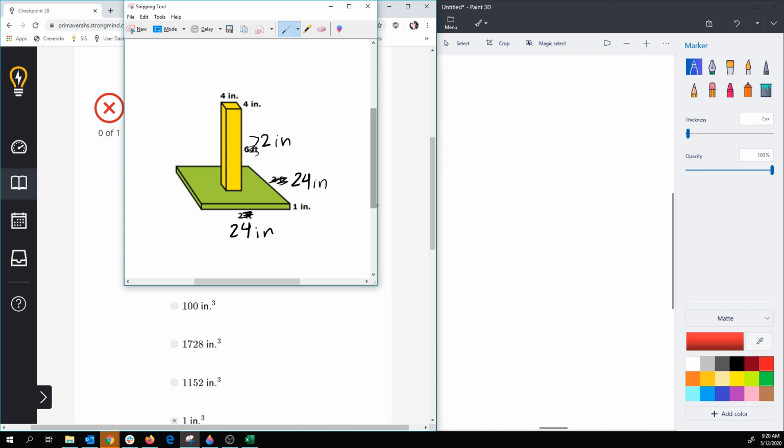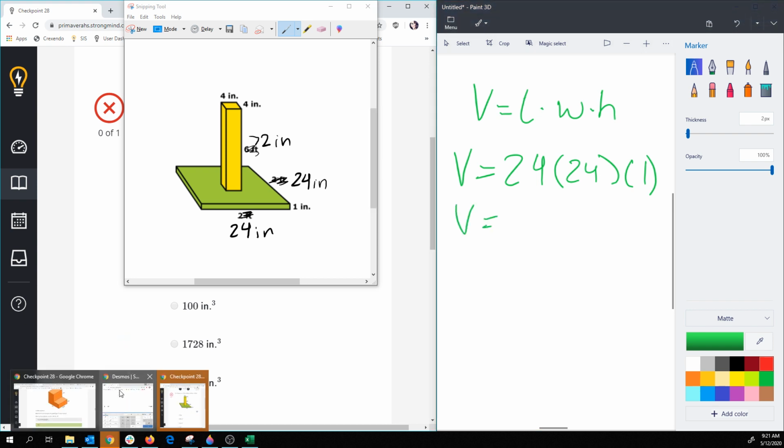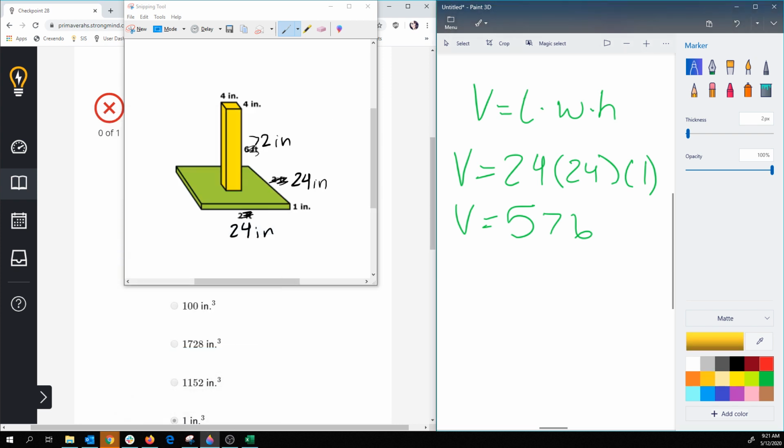So let's find the volume of that green base. Now the base is a rectangular prism, right? It is a rectangle. It's just very, very flat, but that's okay because we're still going to use this length times width times height formula. And I'm going to have 24 times 24 times 1. And we can pull open our calculator to help us do that. And I get 576.